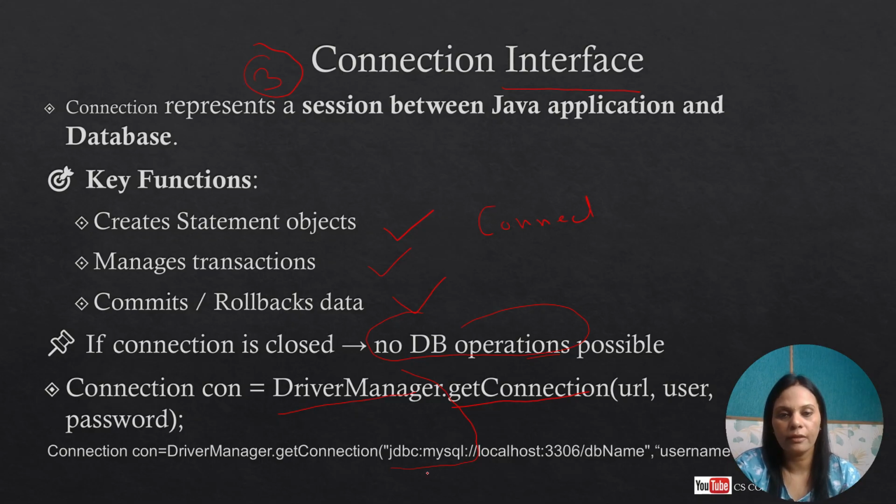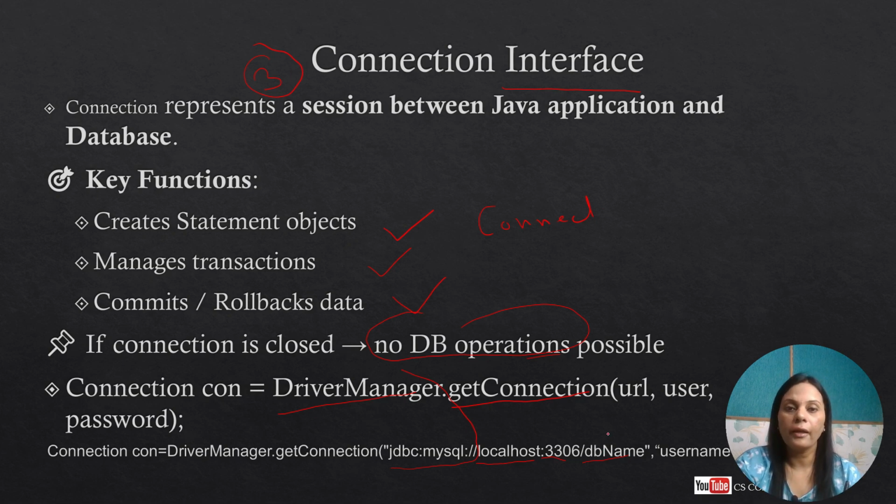Hence, we require this. Then my database is installed on my local system, hence I need to pass localhost followed by a colon. Whenever you install MySQL, the port number is going to be 3306. After that, you need to pass your database name. Once you install MySQL, you will be creating a database, and only then can you create tables. So that database name you need to pass.